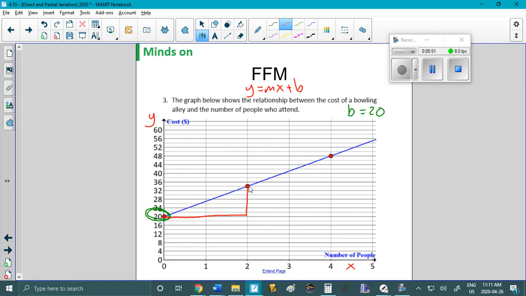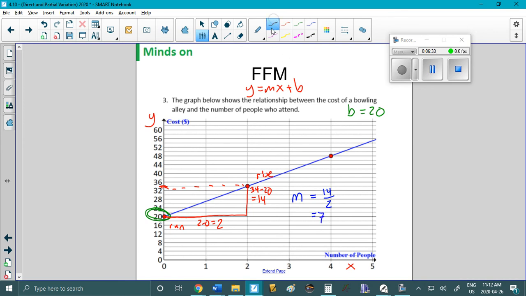So to get the rise, we go from 20 all the way up to here, which is between 32 and 36, so 34. So 34 minus 20 equals 14. And to get the run, we go from 0 to 2. So 2 minus 0 equals 2. This is the rise. This is the run. And so the m, or the rate of change, is rise divided by run. 14 divided by 2 is 7.